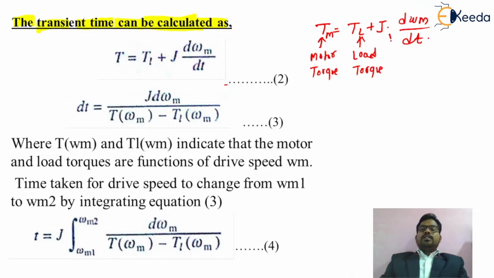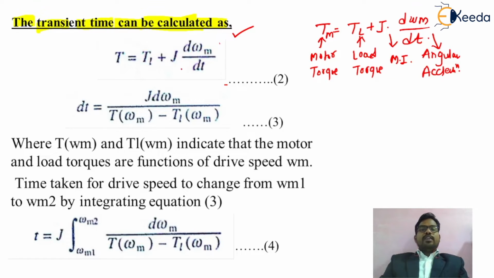J is called the moment of inertia, and d omega m by dt is called the angular acceleration of your drive. Okay, so this will be the fundamental torque equation of your electrical drive.